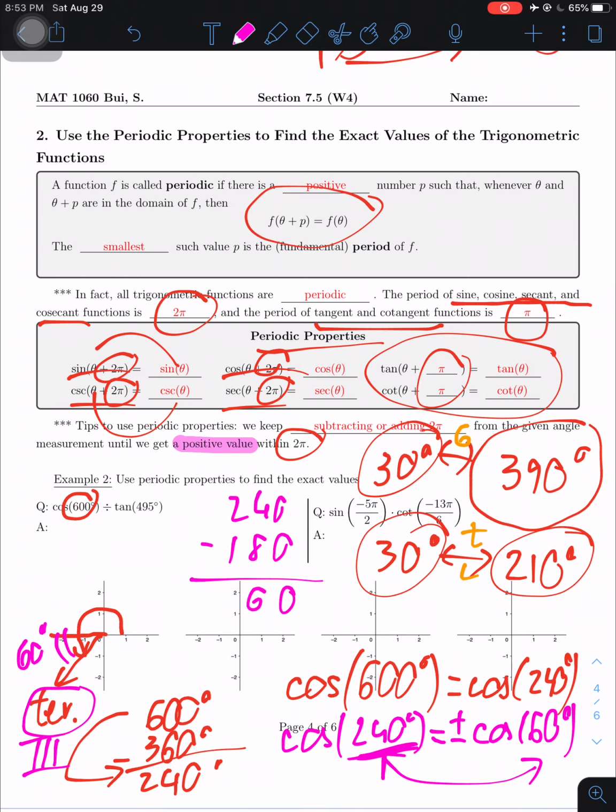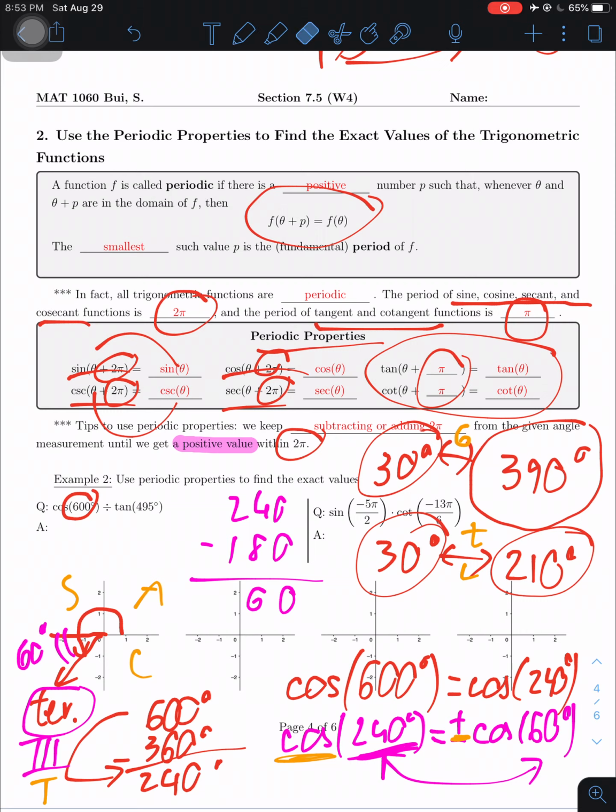So we're gonna do "All Students Take Calculus." Let me put it in orange. In quadrant 3, tangent is the only thing with positive value, as well as cotangent. But we're talking about cosine here, so cosine has to be negative, just because of the quadrant that 240 lies in.